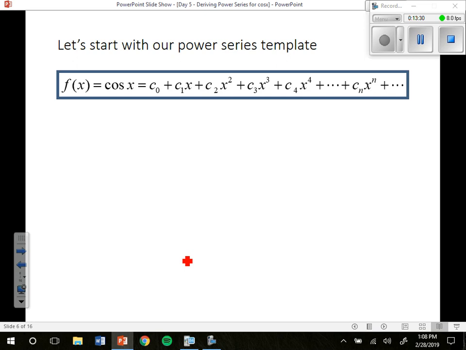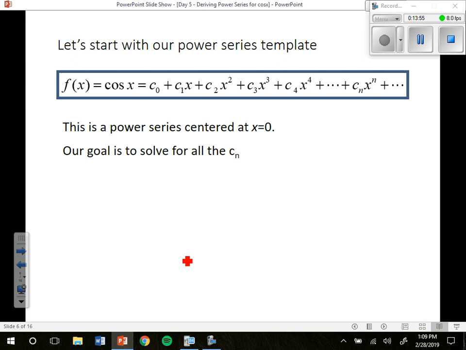So we know cosine x looks something like that, or that's what we want it to look like: c0, coefficient 0, plus first coefficient times x, plus second coefficient times x squared, plus third coefficient times x to the third, and so on. This is the power series centered at 0. Do you see that? I'm going to start by trying to solve for those coefficients. The only thing I'm missing are those coefficients, right? I have x and x squared and x cubed. I just need to know the coefficient in front of these terms.